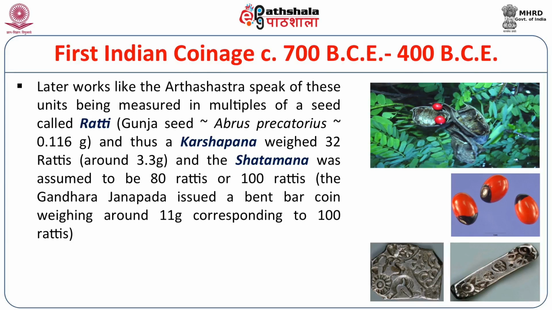The Shatamanas were found in the region of Gandhara, and today they have been termed the official coinage of the Gandhara Janapada, simply because these coins are found in the region of Kabul on the Afghan and Pakistan border. The Arthashastra speaks of coins being in multiples of the rati, as I have already explained, and the Karshapana of the Mauryans was nothing but 32 ratis. This comes to about 3.3 grams. The modern coins which have been recovered from the period of the Mauryans weigh about 3.2 grams accordingly.